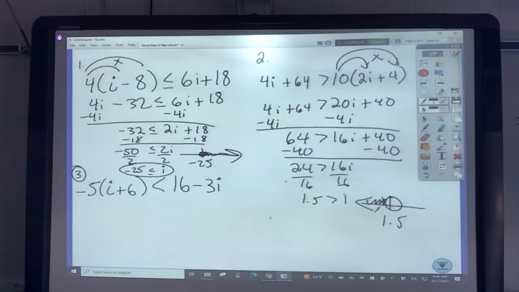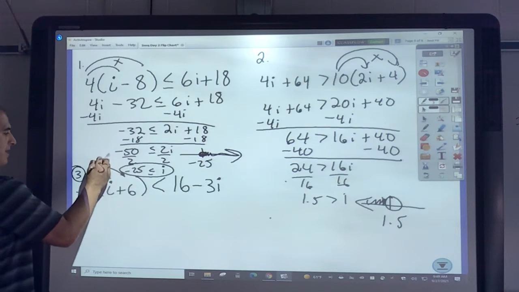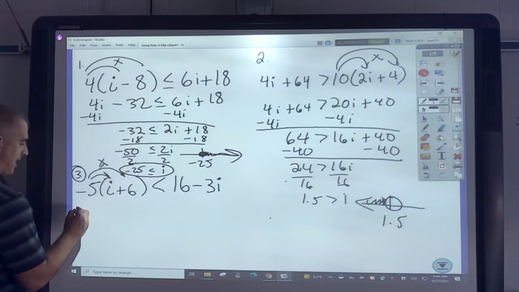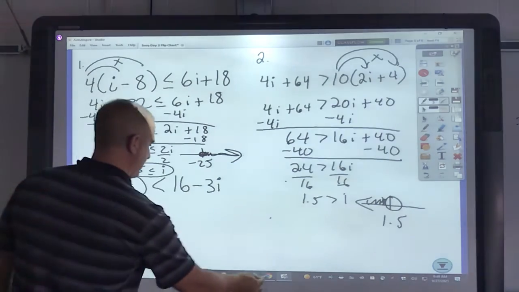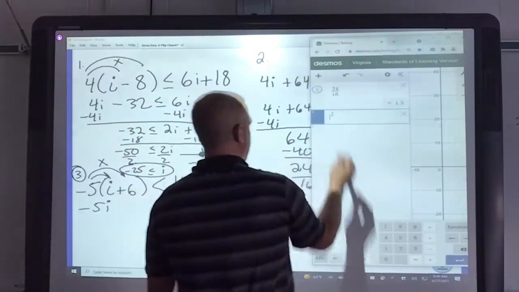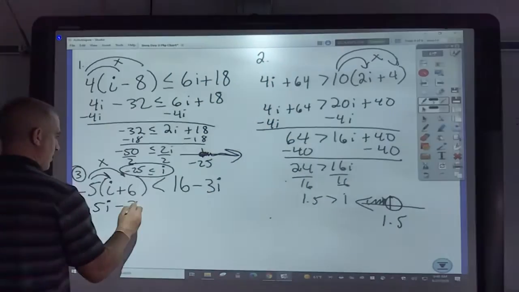Okay, all right, now let's go to this one. Got to be really careful. That's a negative 5. I want to multiply by those. So negative 5 times i would be negative 5i. Negative 5 times 6 is negative 30.